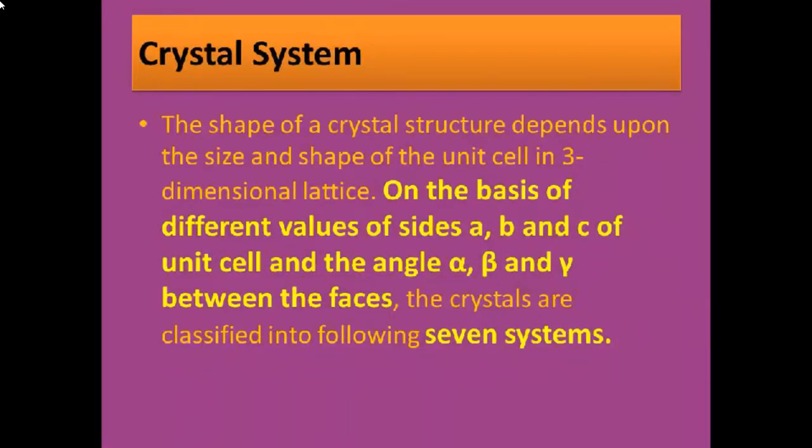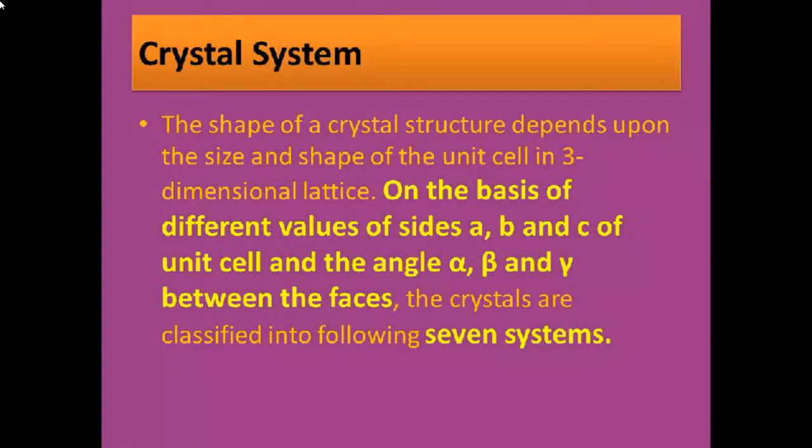On the basis of different values of A, B and C of the unit cell and the angles alpha, beta and gamma between the faces, the crystals are classified into very important 7 systems. The crystals are classified into the 7 systems, that is cubic crystals, tetragonal crystals, orthorhombic crystals, monoclinic crystals, triclinic crystals, trigonal crystals and hexagonal crystals.